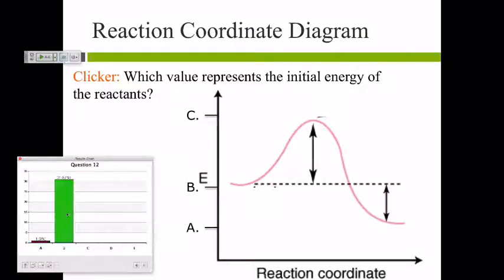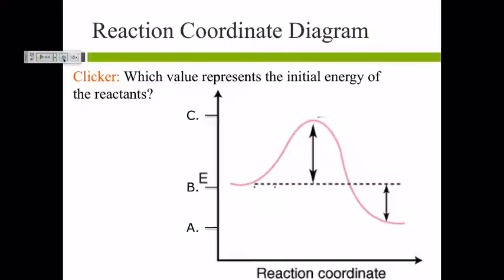Okay. What is that peak then? What is this energy at the top here? It's not the activation energy. That peak is the transition state. That's how much energy is at the least stable point in the reaction. What part of this graph is activation energy?